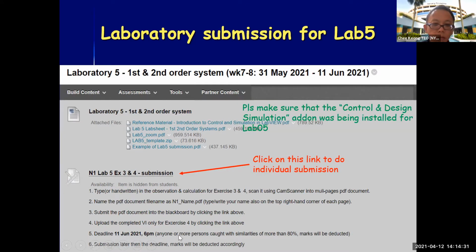Now, if anyone or more persons are caught with a similar result of more than 80%, marks will be deducted. I will not inform you if I see it. So marks will be quietly deducted.